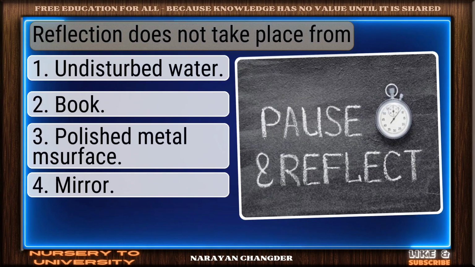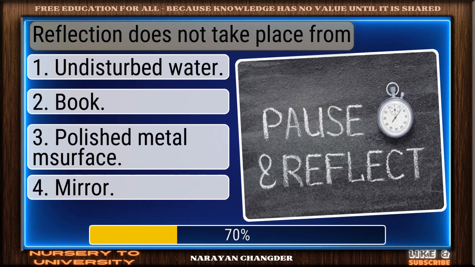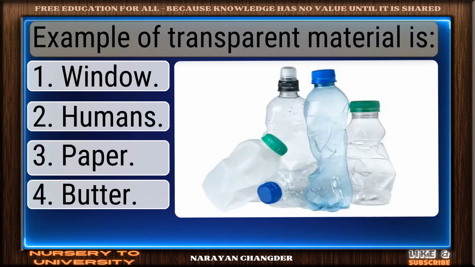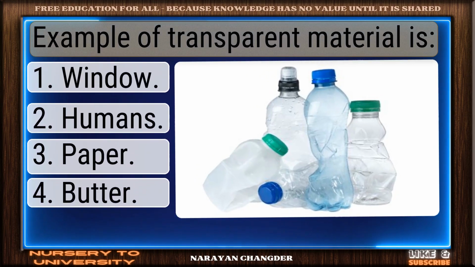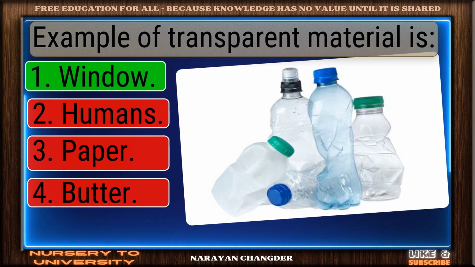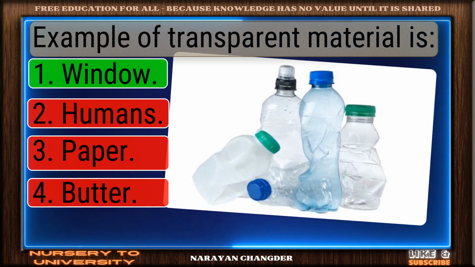Reflection does not take place from. Well reasoned. Book is the correct choice. Example of transparent material is. On track. Window is the correct answer.